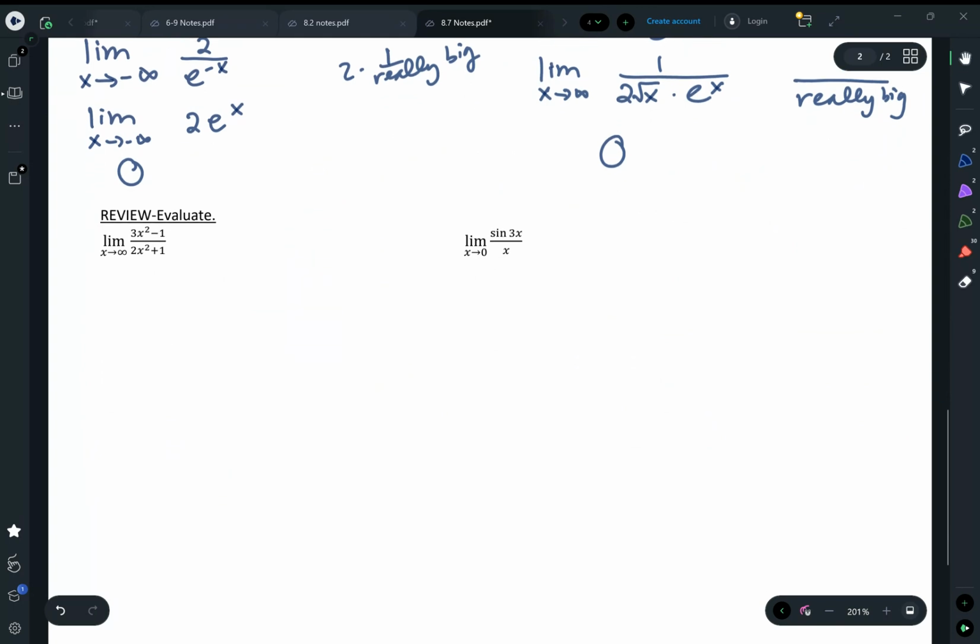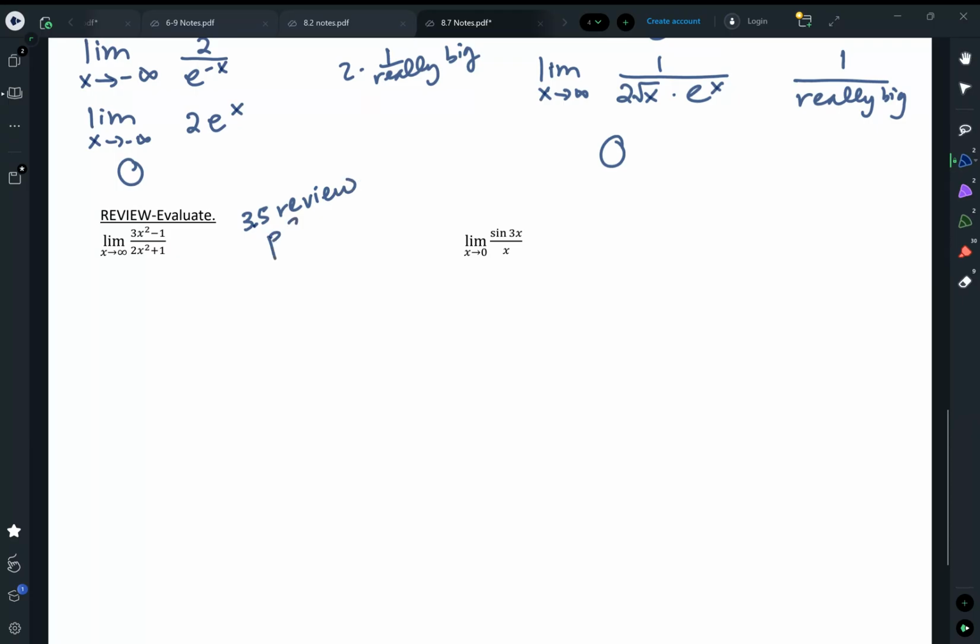All right, last two are a little bit of review. So this first one is a limit as x approaches infinity, but I have polynomials. So we have a lot of different strategies to work with polynomials. One of them was to divide. And this is review, of course. And it was on page 200. I went through and looked at page numbers for you.